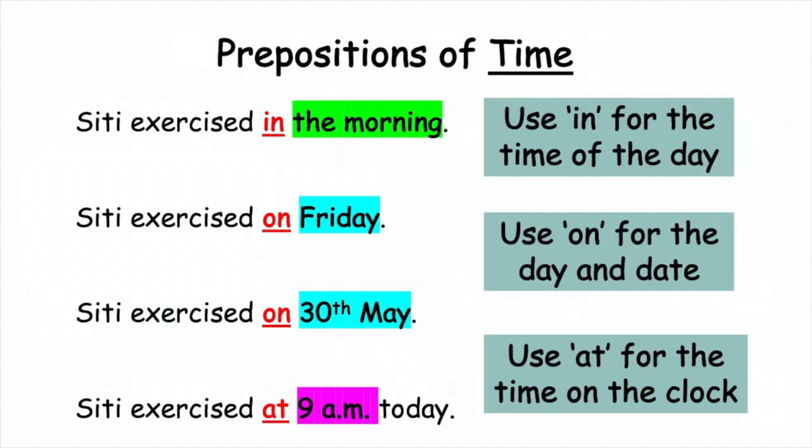So prepositions of time. I can say City exercises in the morning, City exercises on Friday, City exercises on 30th May, City exercised at 9 a.m. today. So we use in for the time of the day, on for the day and the date, and at for the time on the clock.